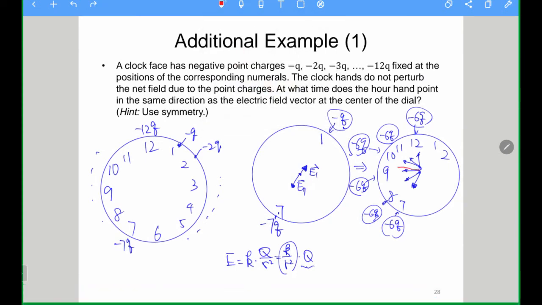It should be pointing this way, right in the middle of 9 o'clock and 10 o'clock, which means that at 9:30, the hour hand points in the same direction as the electric field vector. So this simple example lets you get familiar with how to do the cancellation to simplify your calculation.